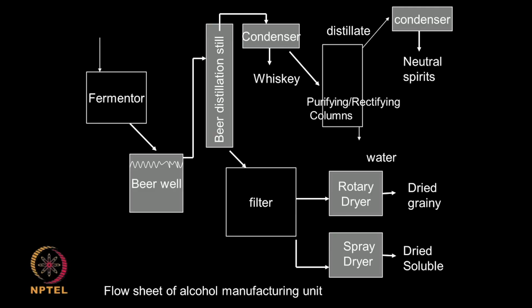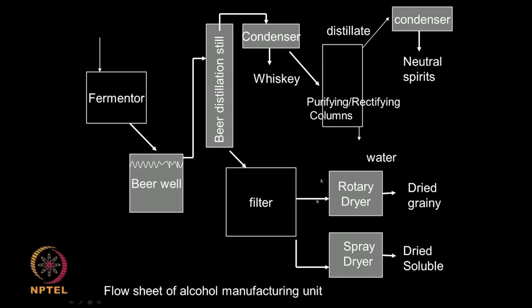Hello everyone, today I am going to talk about a few flow sheets as an example, and I will also tell you how to go about doing mass balance and heat balance for a unit operation. So, here this is an example of a flow sheet of alcohol manufacturing process.